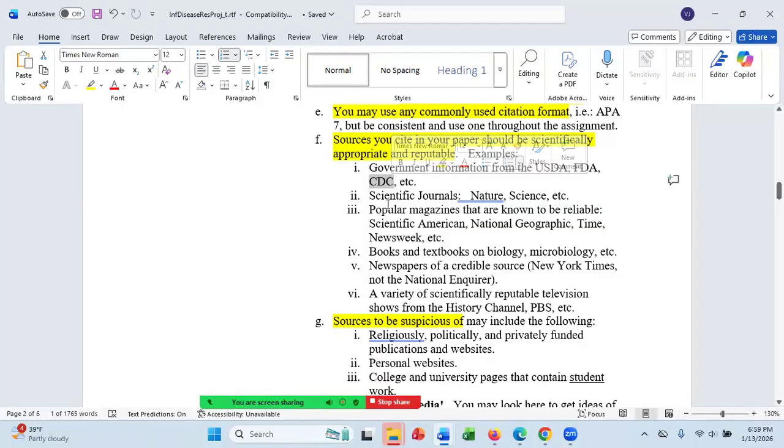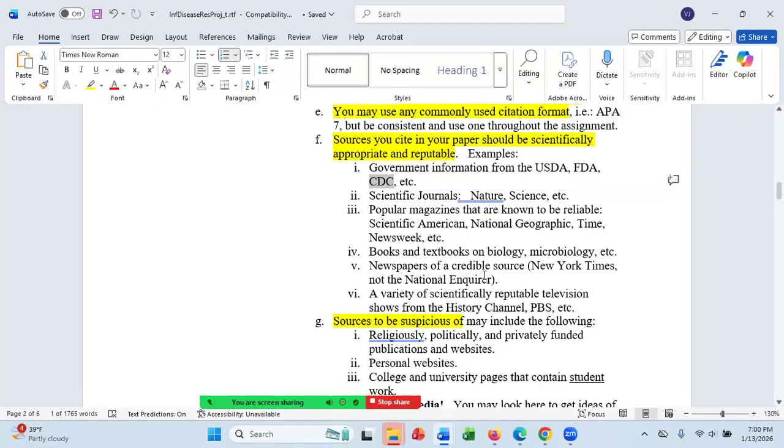Okay? There's scientific journals, Nature, Science are examples. Popular magazines that are known to be reliable, Scientific American, National Geographic, Time, Newsweek. Books and newspapers on biology, microbiology. Usually any college textbook is good. Newspapers of a credible source. The New York Times is a credible source. The National Enquirer is not credible. So do not cite the National Enquirer.